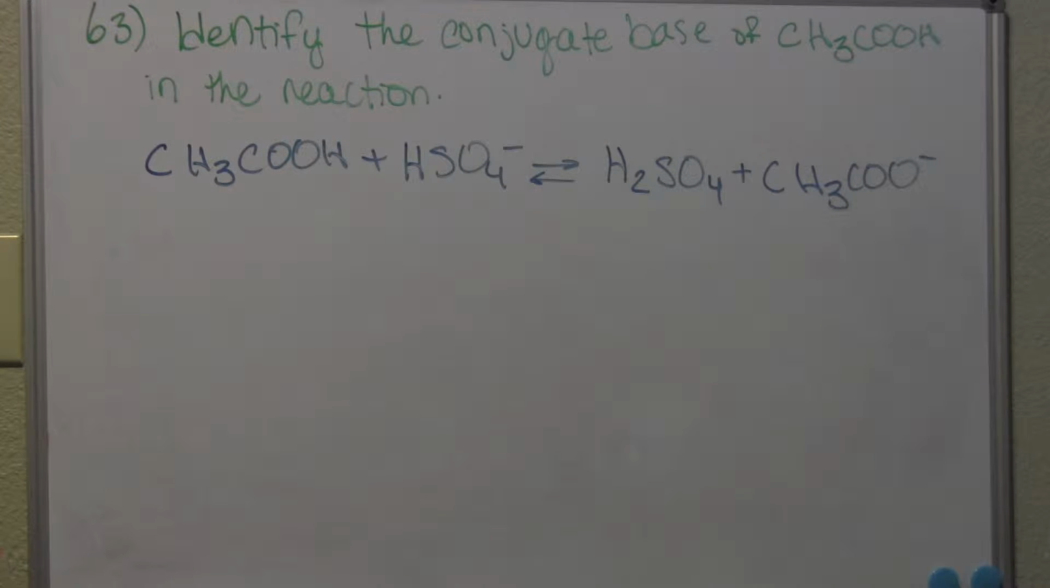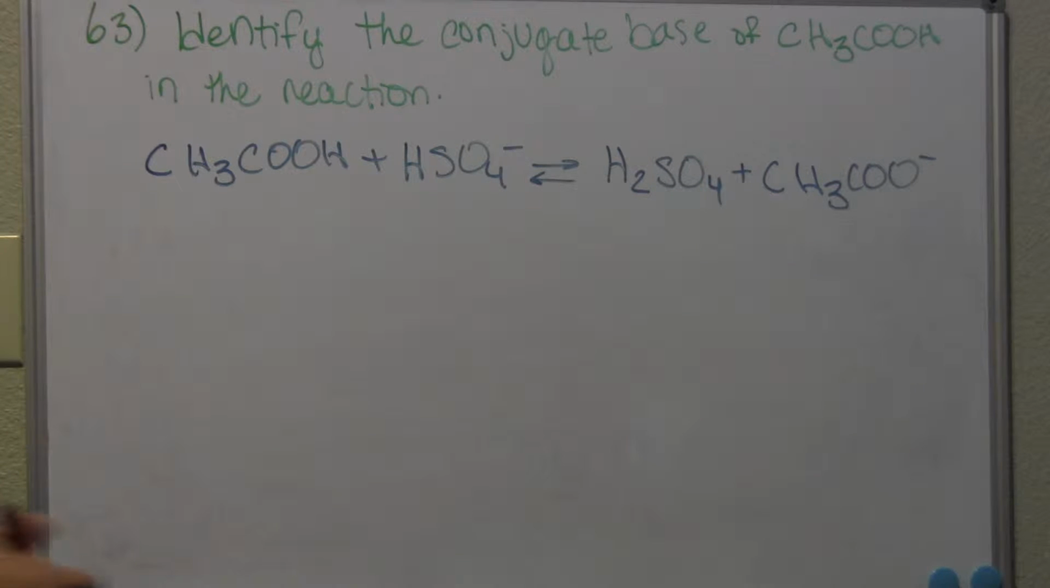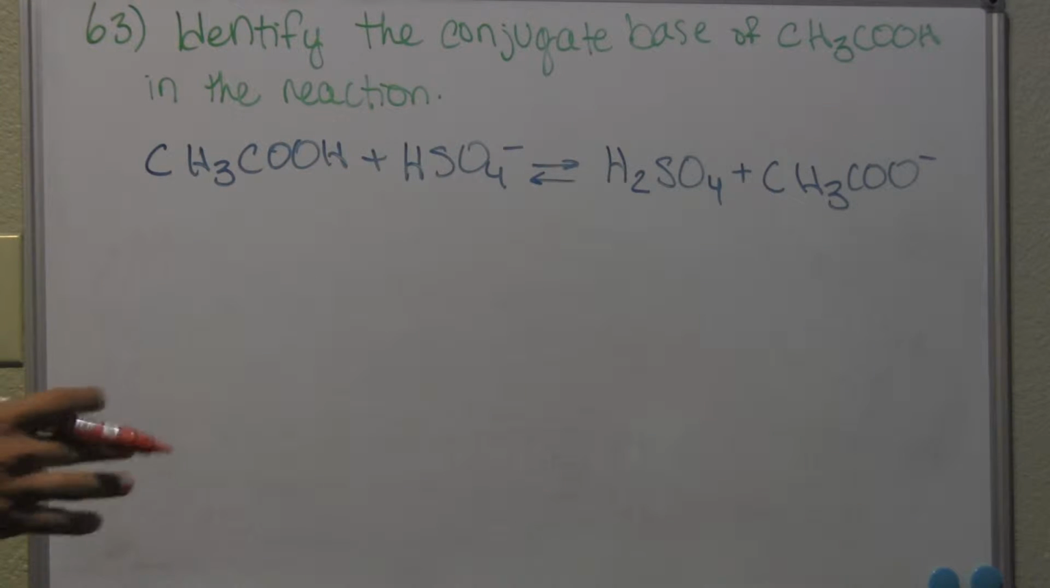If you recall from Gen Chem 1, the Bronsted definition of an acid is a proton donor. Something that's going to be donating a proton inside a reaction to produce a base on the opposite side. And a Bronsted base is something that's going to be accepting the proton to produce an acid on the opposite side.